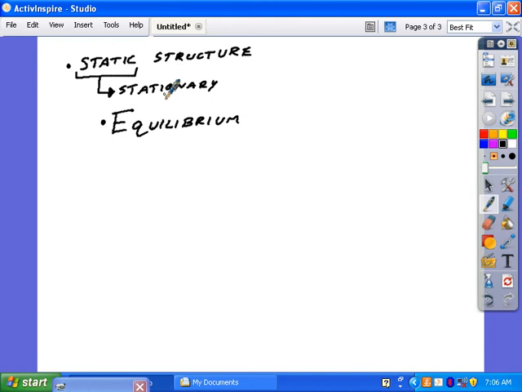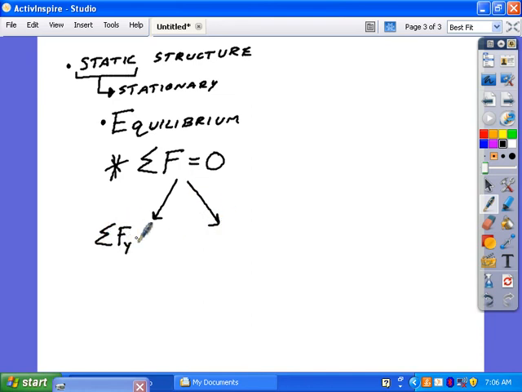In order for it to be stationary, that means that it cannot be moving. If it is not moving, that means two different things are going on here. The sum of the forces that are acting on that structure are going to be equal to 0. This is going to be one of the key equations that you're going to be using. Now, this is going to be broken down into two different dimensions. Just like we've done in the past, you're going to have the sum of the forces in the y direction all come together to equal 0, and also the sum of the forces in the x direction are going to have to come around to equal 0.